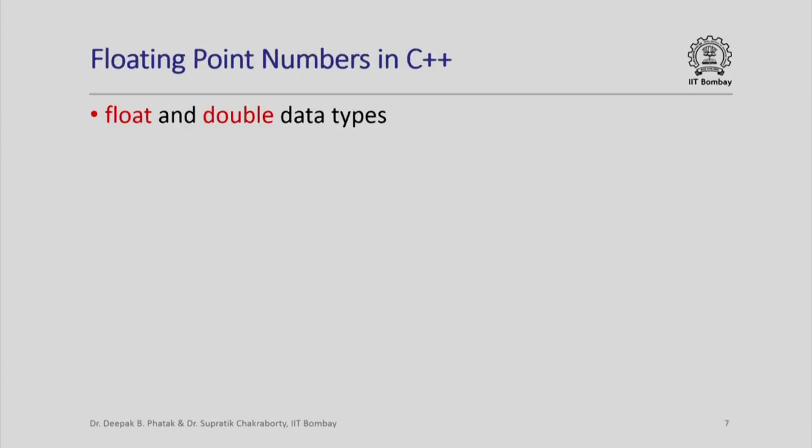Now in C++, how do we declare floating point variables? There are two data types called float and double.